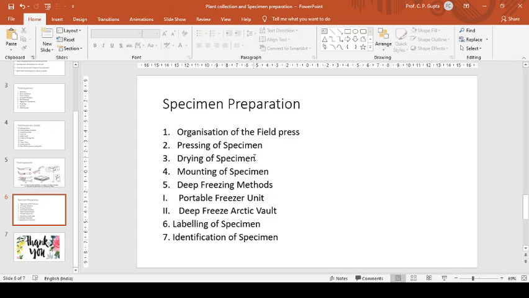Now comes drying of the specimen. A specimen should be dried as rapidly as possible to get the best results. In the usual process of drying, the press containing the specimen is placed in the sun. After about 24 hours, the press is opened and the specimens are placed in fresh blotters. Any last arrangement of the plant part may be made at the same time.